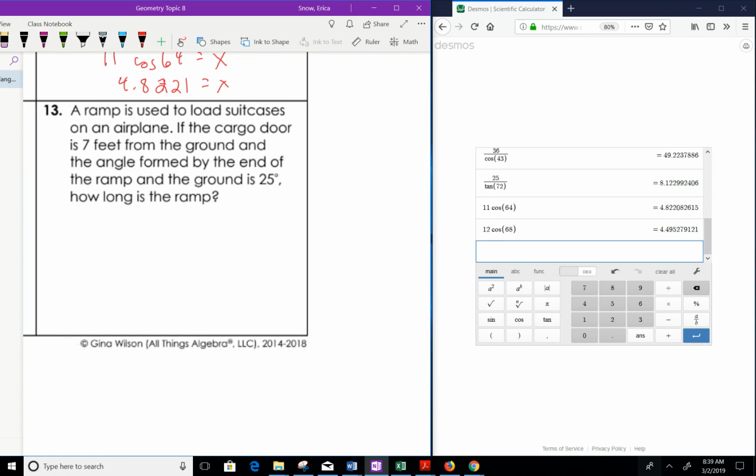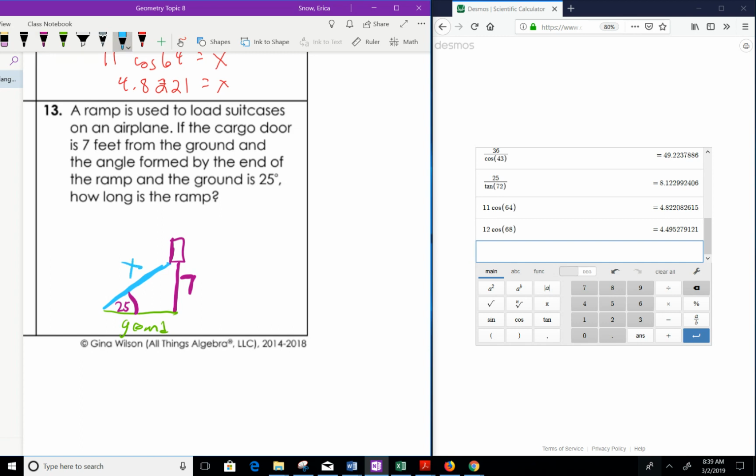So 13 says a ramp is used to load suitcases on an airplane. So here's our ramp. We've got our cargo door. I'm going to put that at the top here. There's our door. There's the ground. And it's 7 feet off the ground. And the angle formed by the end of the ramp and the ground, here's our ground, and this angle, I'm going to make it purple because my opposite side is purple, is 25 degrees. How long is the ramp?